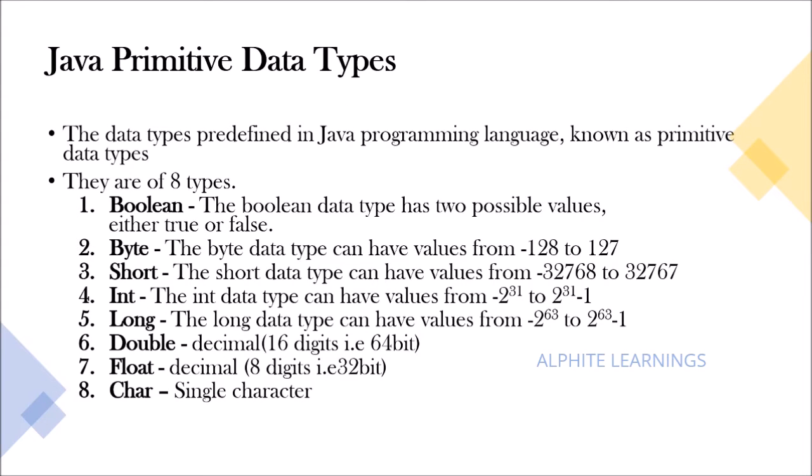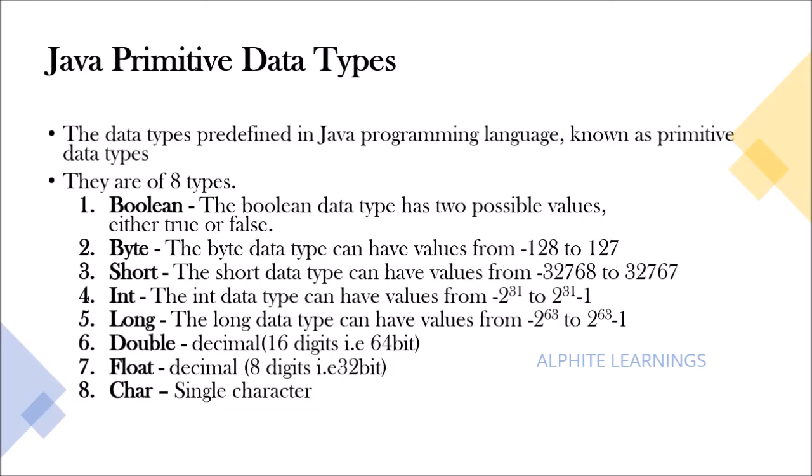So next is the primitive data types. Java has given us some predefined data types. There are 8 predefined data types given by Java for us to use. Let us see what they are: boolean, byte, short, int, long, double, float, char. What are they used for?